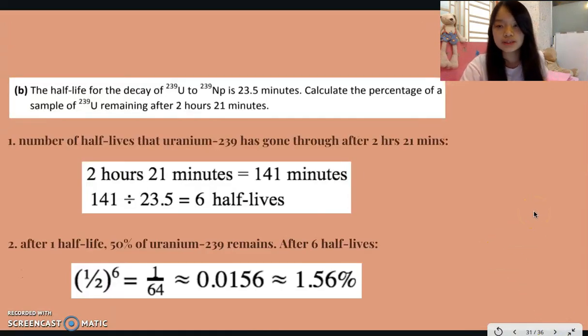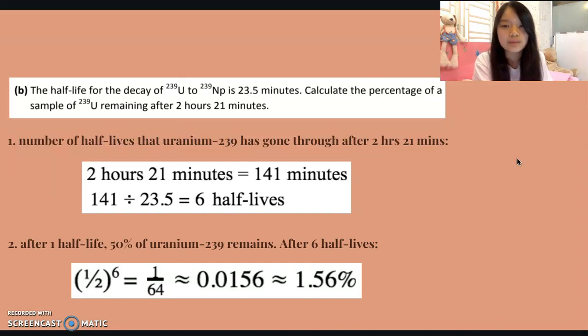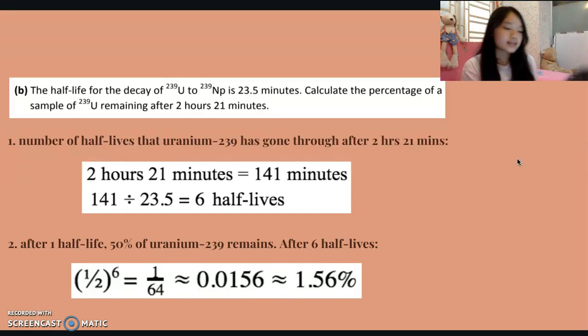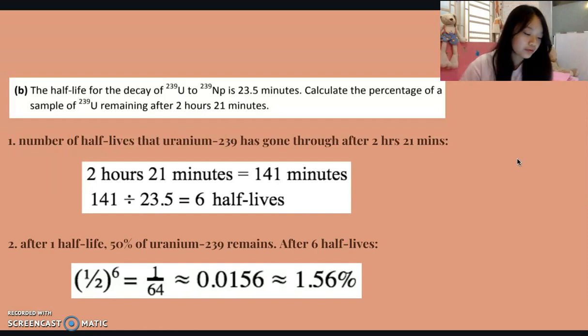Next, part B says that the half-life for the decay of uranium-239 to neptunium-239 is 23.5 minutes, and asks to calculate the percentage of the sample of uranium-239 remaining after 2 hours and 21 minutes. The half-life for the decay of uranium-239 is 23.5 minutes, meaning that it takes 23.5 minutes for 50% of the uranium-239 to undergo radioactive decay.